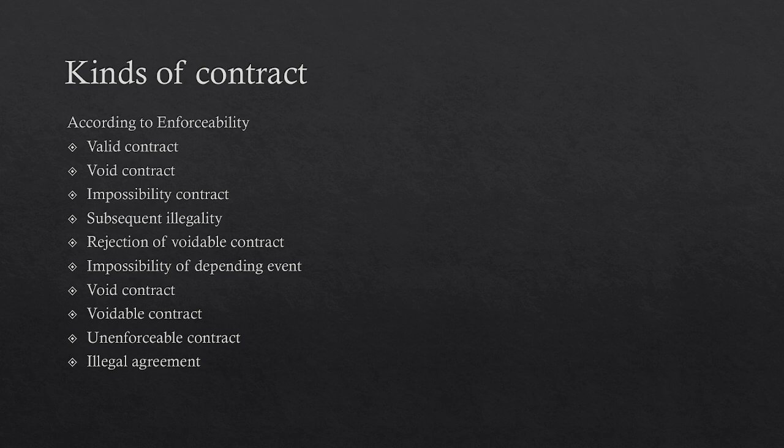Voidable contract. The term voidable means which can be avoided or confirmed. It is not absolutely void. Section 2 states a voidable contract is a contract which is enforceable by law at the option of one party but not at the option of the other party.